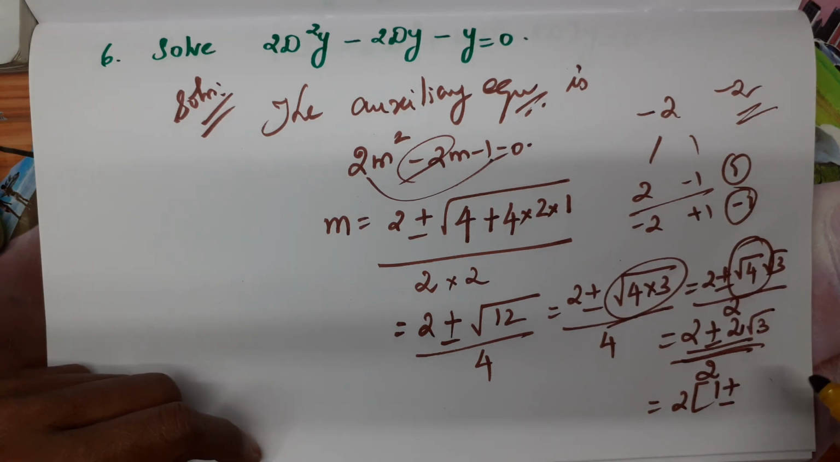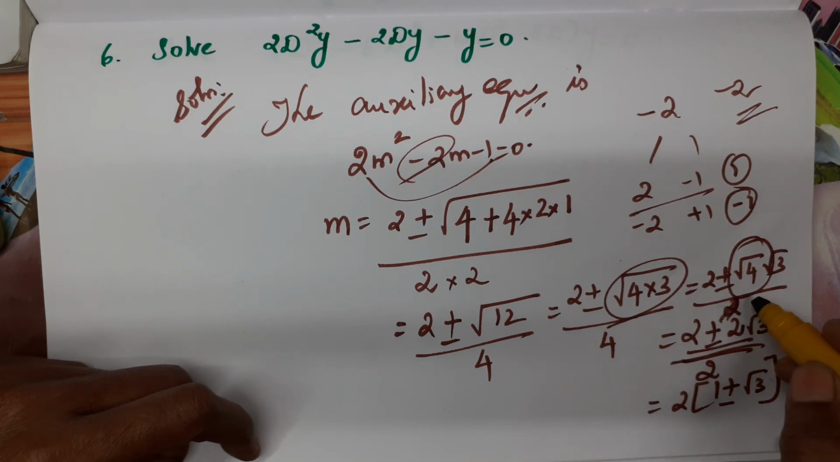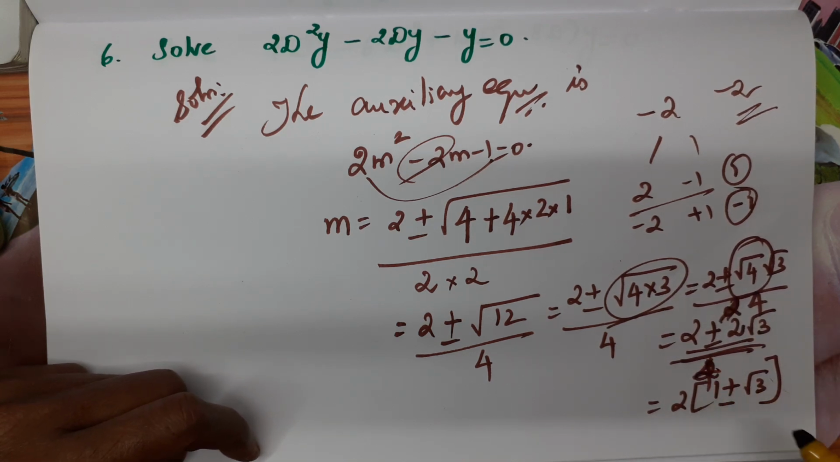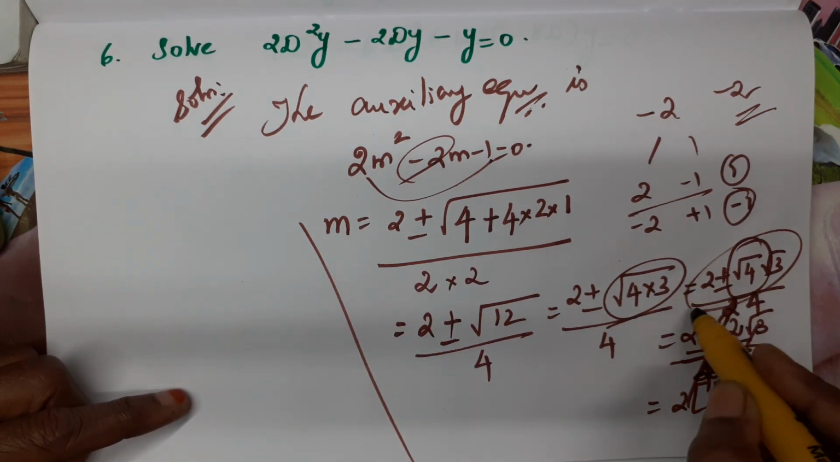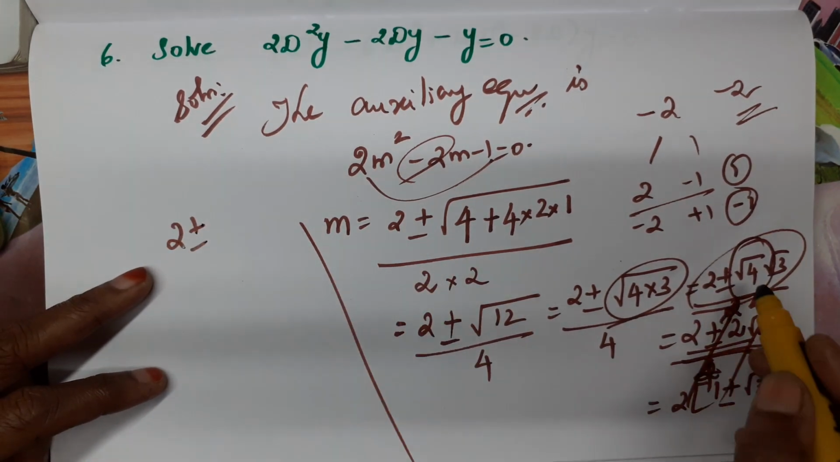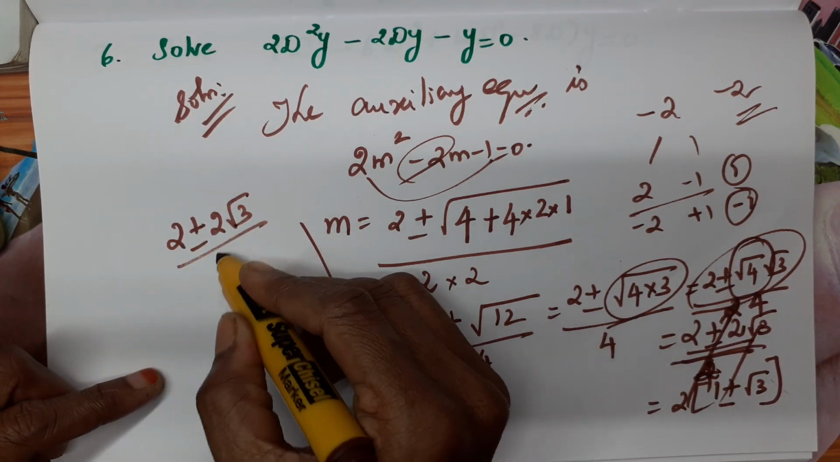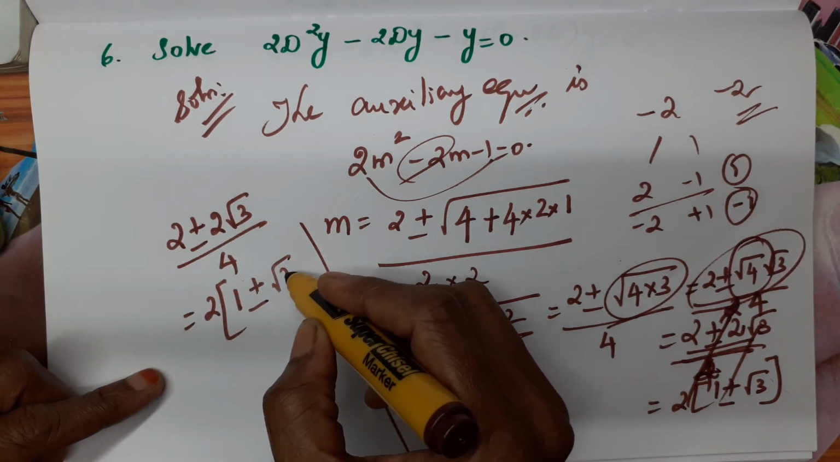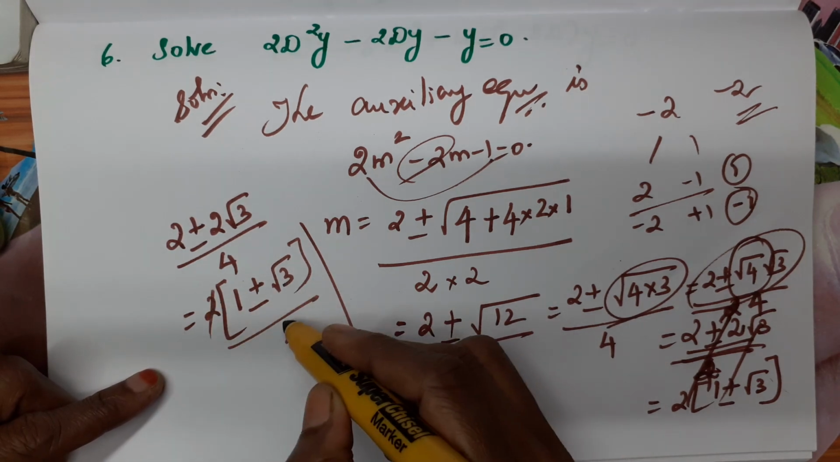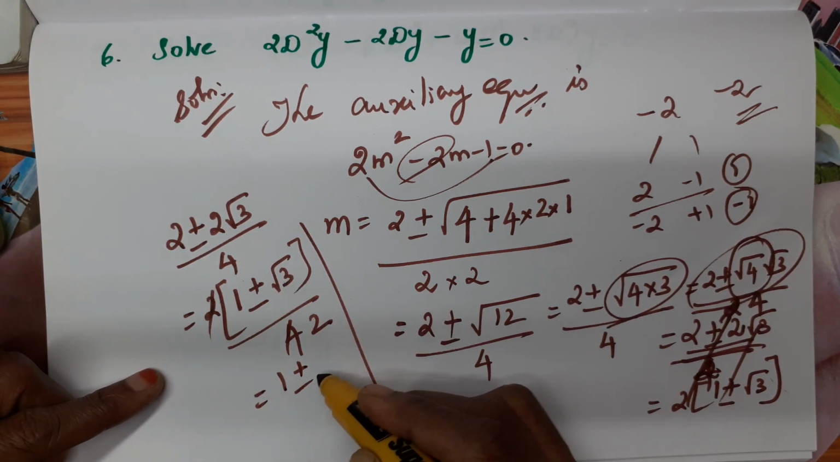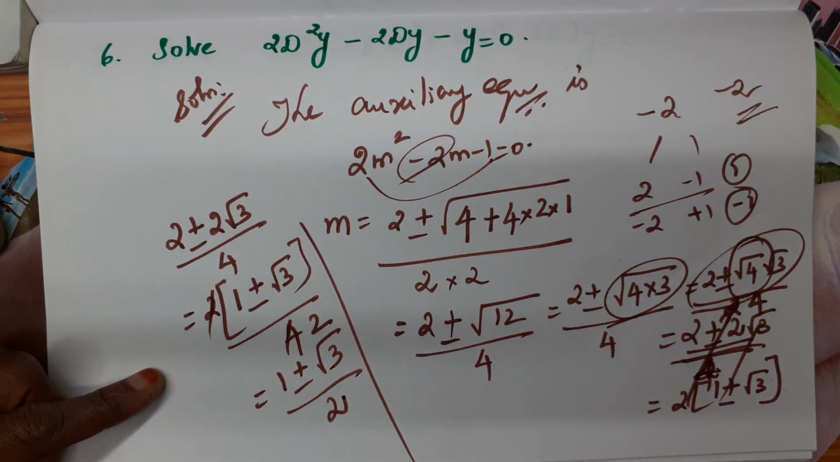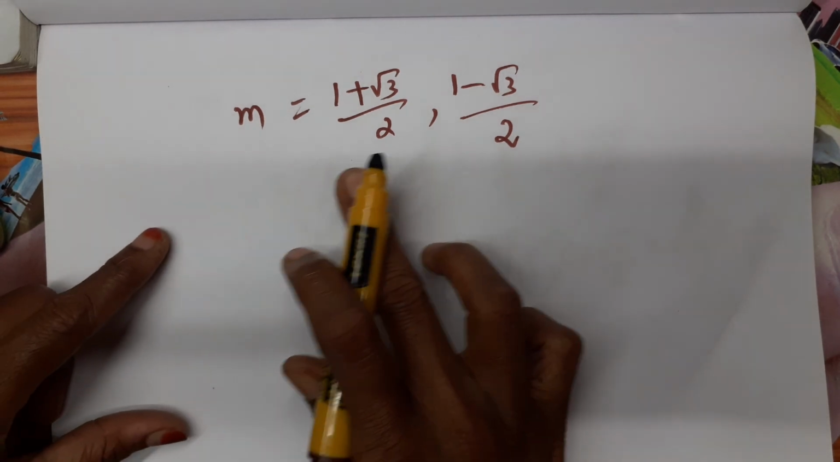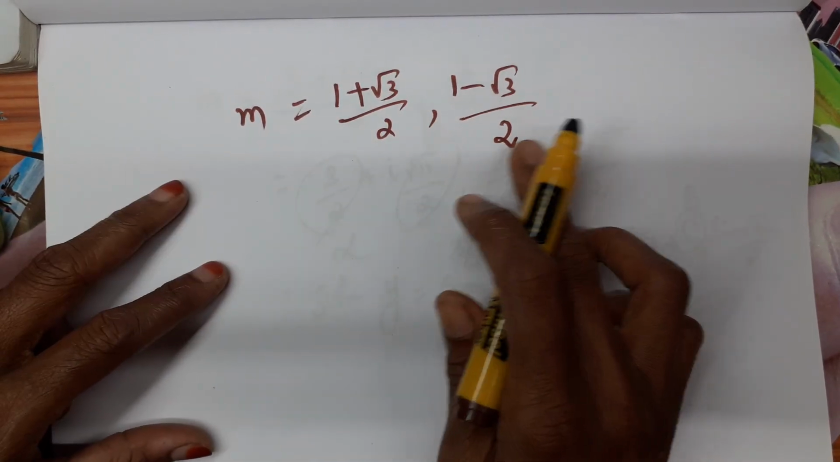Here I missed this root 3, and this is also not 2, it is 4. So from here I'm going to start: 2 plus or minus root 4 is 2, root 3 by 4. I can take 2 outside, so 1 plus or minus root 3 divided by 4. I can cancel 2, so 1 plus or minus root 3 by 2. So the roots are 1 plus root 3 by 2 and 1 minus root 3 by 2.